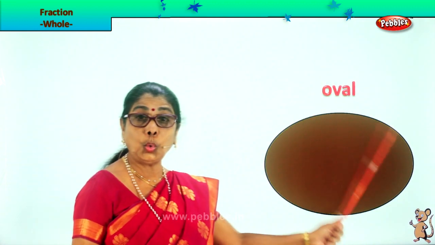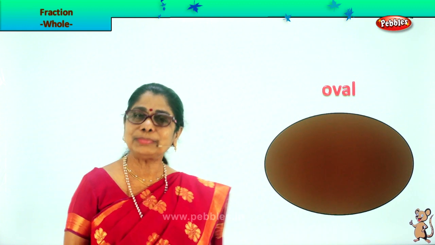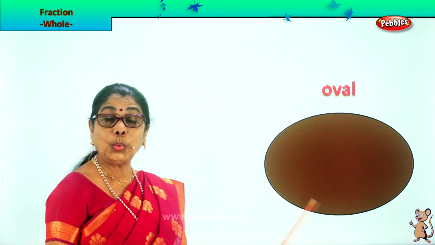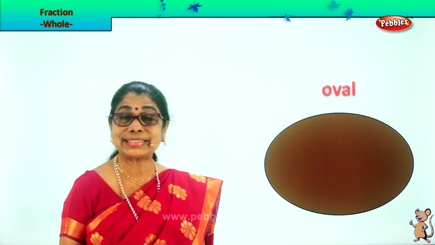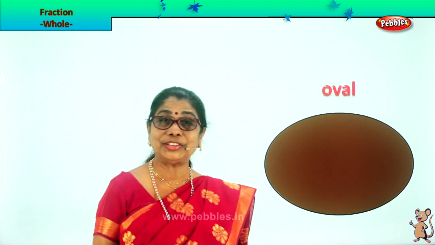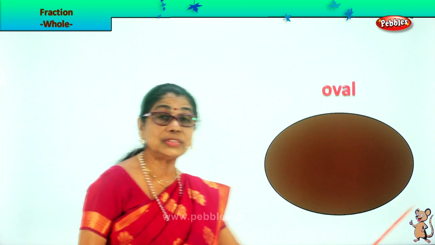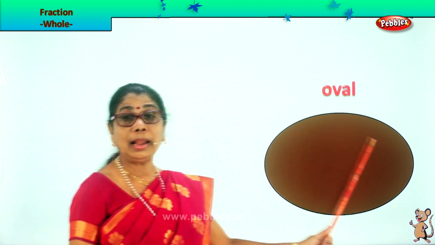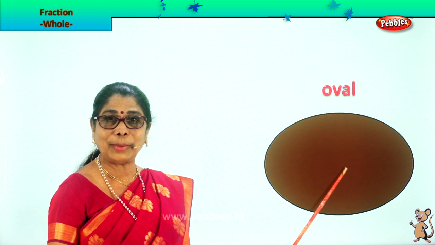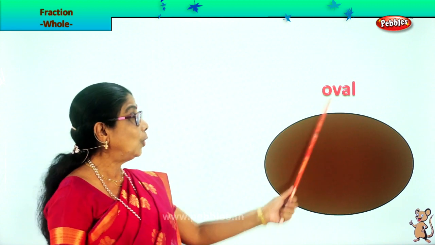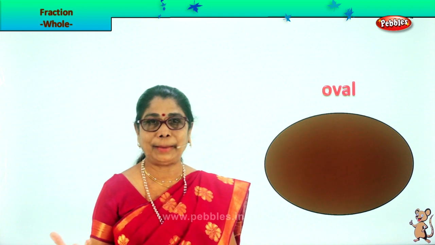Look, oval. What shape is this? Oval. Sometimes at home we'll have oval tables, oval plates. What else is oval in the fridge? Yes, an egg is almost an oval shape. So this is one whole oval in fraction. How do we represent? 1/1. So the whole oval shape is here. Let's look at another shape.